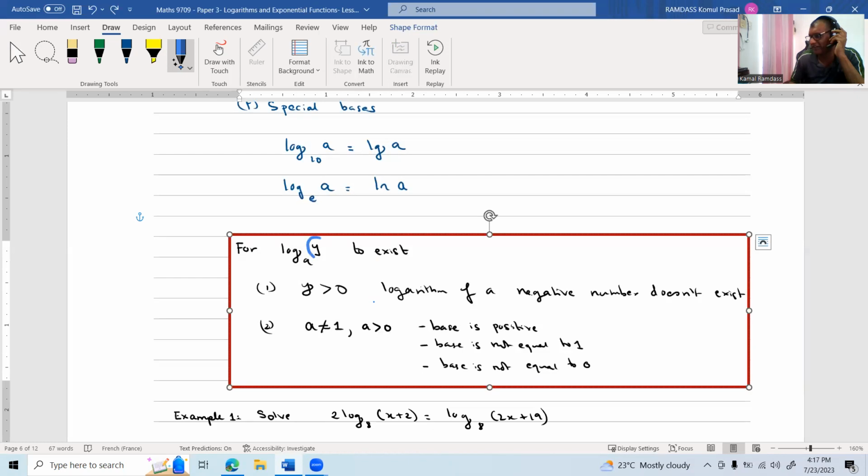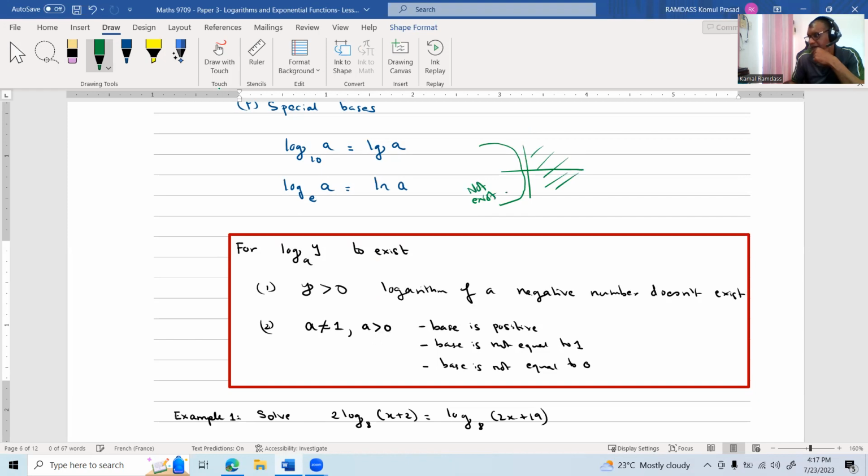Y always needs to be greater than zero. If I plot the graph of the logarithm, it needs to be in this part. OK? This part, it doesn't exist. OK? Not exist.